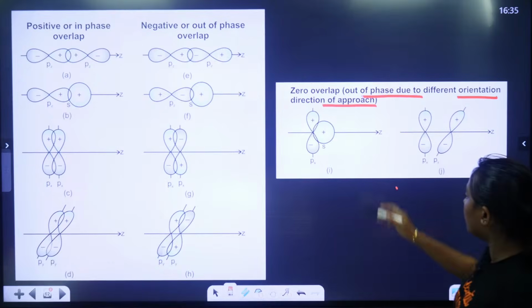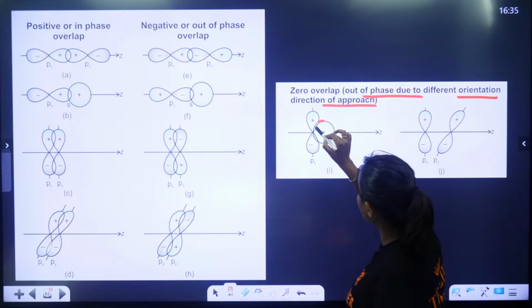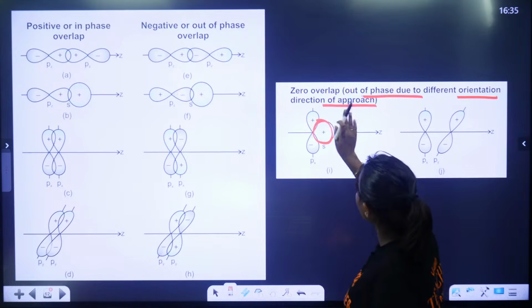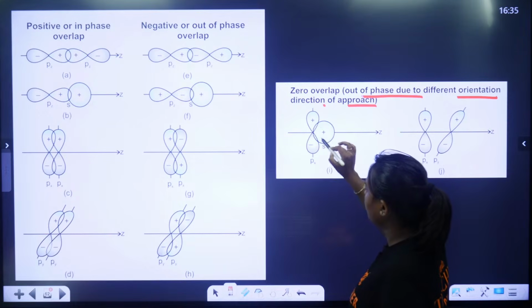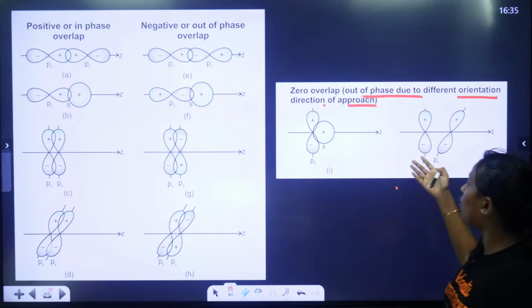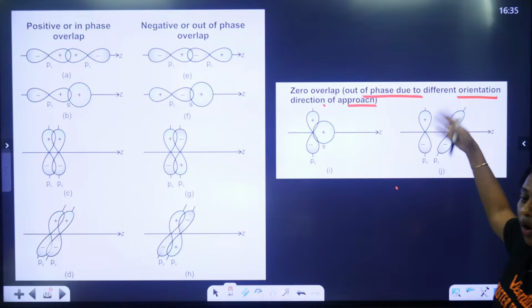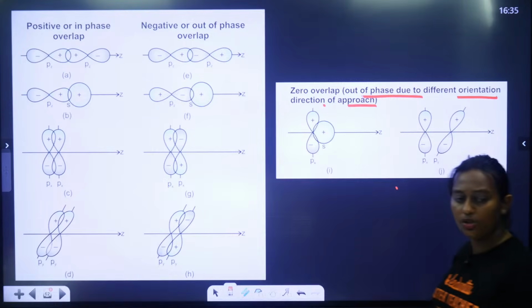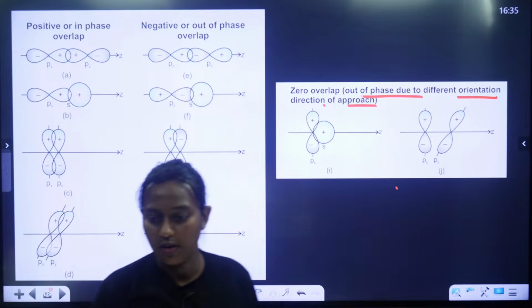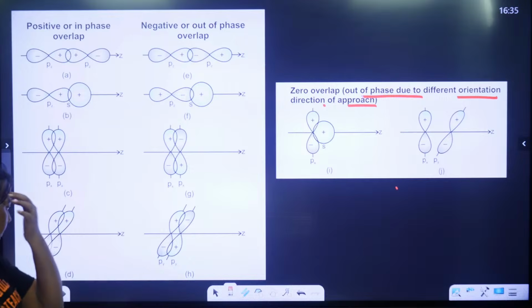Here you can see this is zero overlap. Positive and negative, there is no overlap. This is out of phase overlap, so it is zero overlap. I hope it's clear.